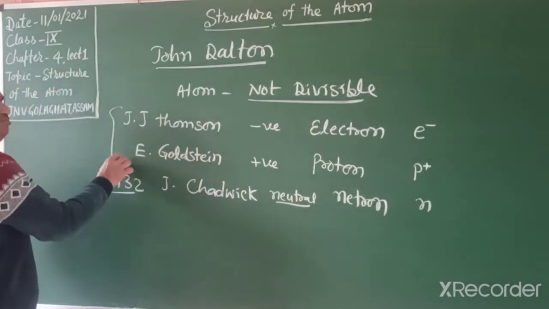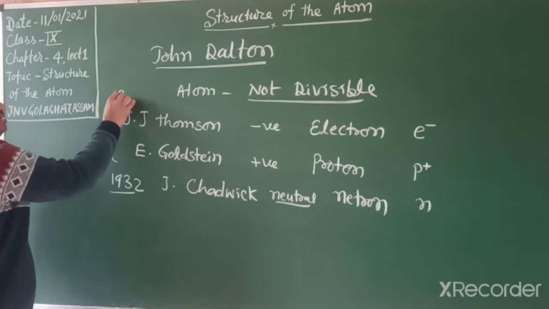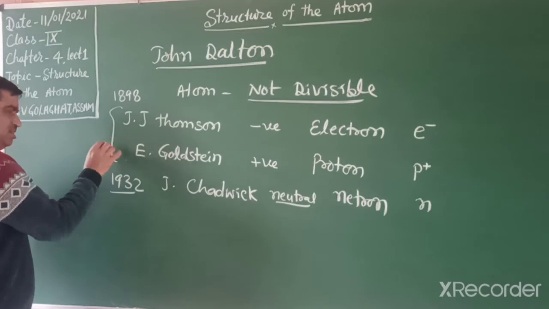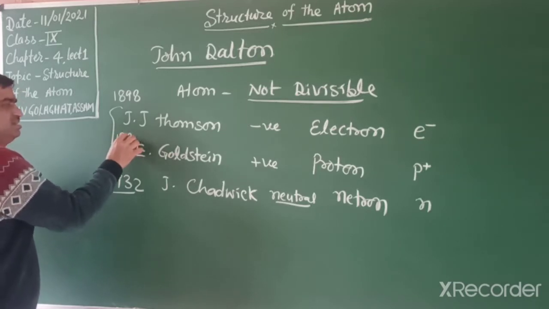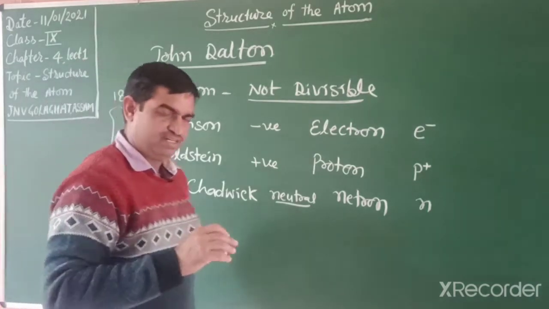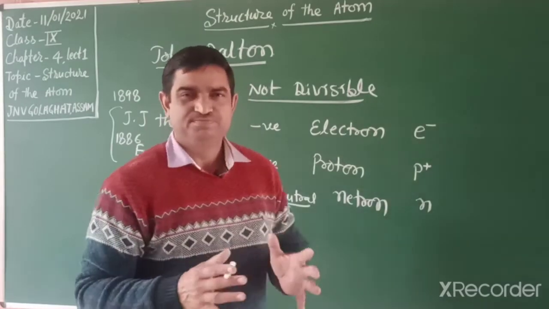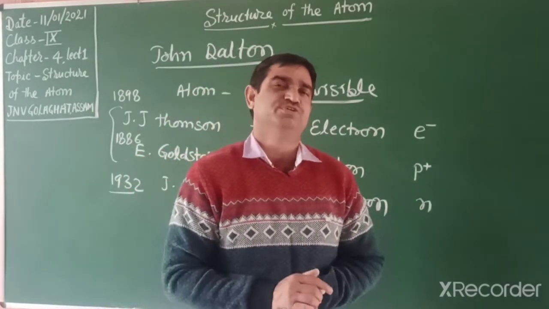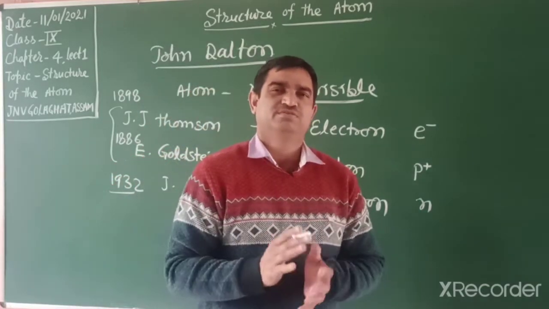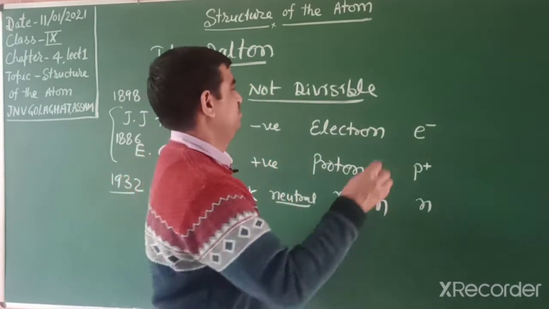But J. J. Thomson and E. Goldstein, as discussed earlier, J. J. Thomson in 1898 and E. Goldstein approximately in 1886, identified the two particles, positive and negative. So scientists assumed how they are distributed in the atom. First, a scientist gave a model of the atom that is known as Thomson's model.